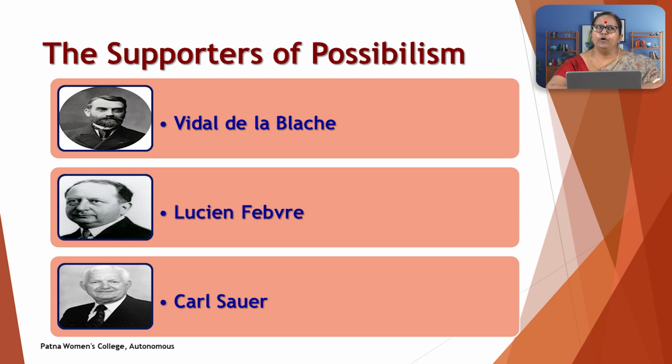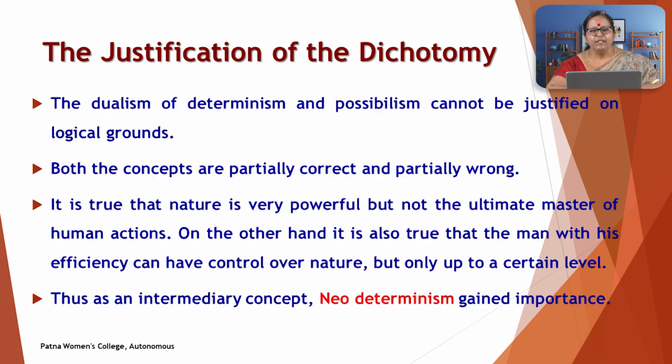Now, the followers of determinism say nature is superpower. The followers of possibilism say man is more powerful. Then where do we come? What is the resolution? How can we resolve this? Now, if we see the justification, both of these concepts are partially right, partially wrong. They are not fully right or fully wrong.